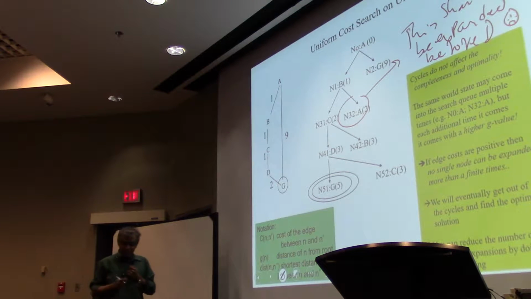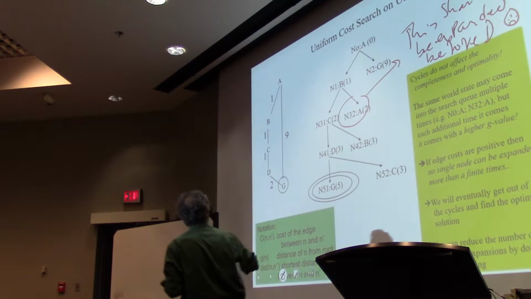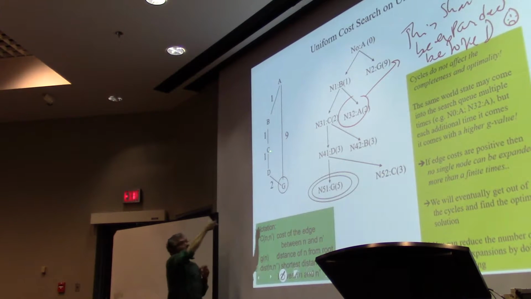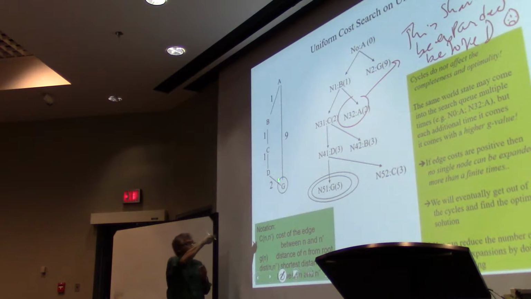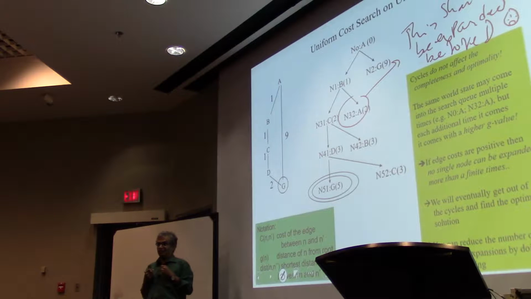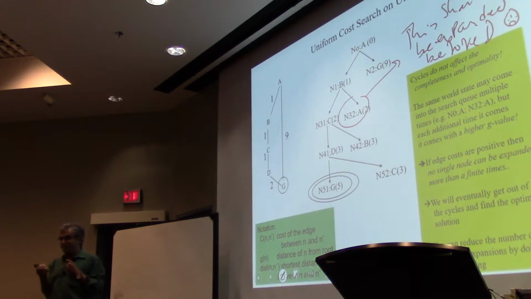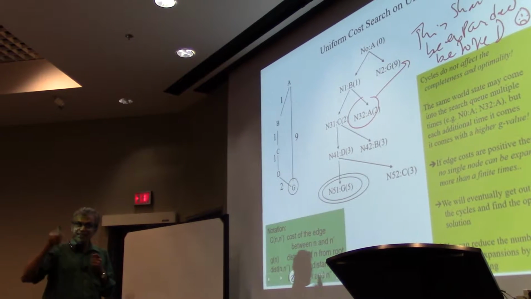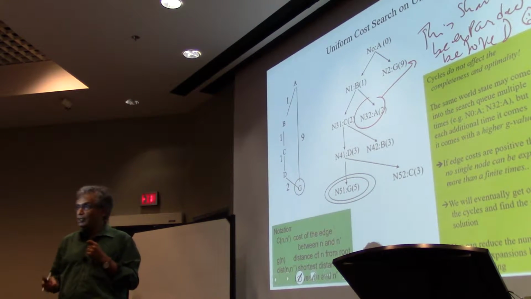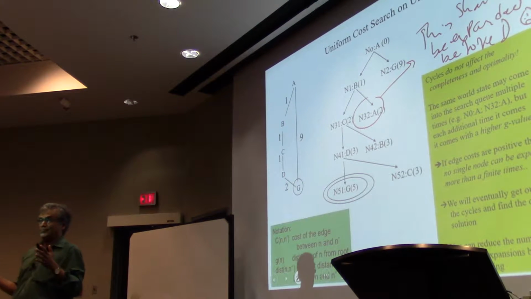In fact, one of the interesting things is the F value. So B's F value was 5. C's F value was also 5. Right. Then you come to D, 3 plus 2, 5. Do you see a pattern here? Everybody's F value with the perfect heuristic, if the node is on the optimal path with the perfect heuristic, its F value would actually be the shortest path cost.